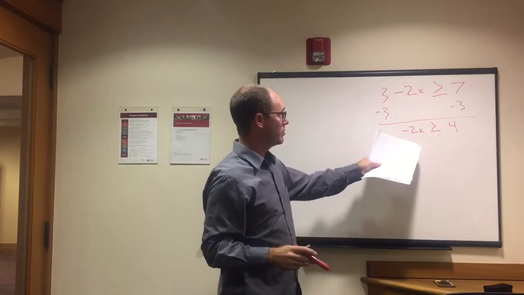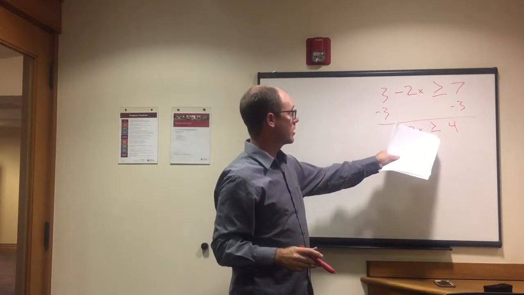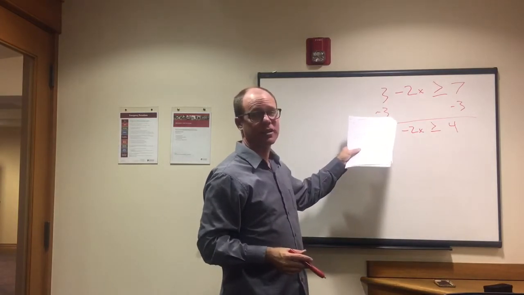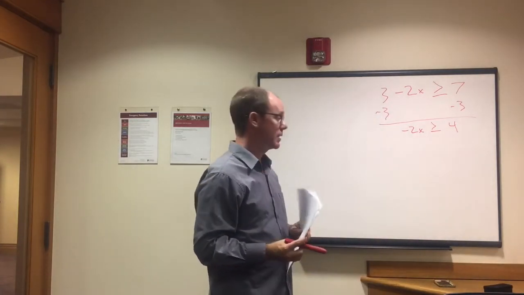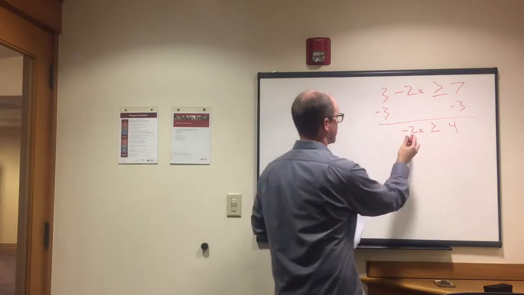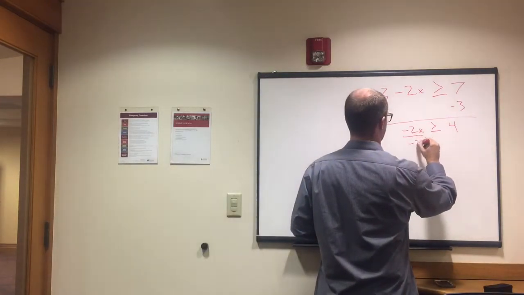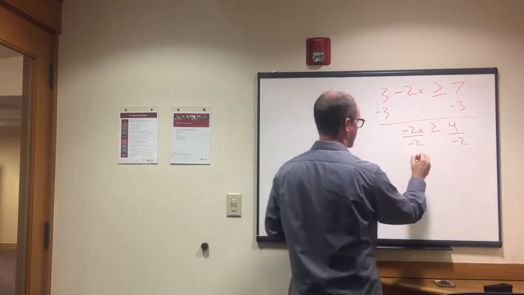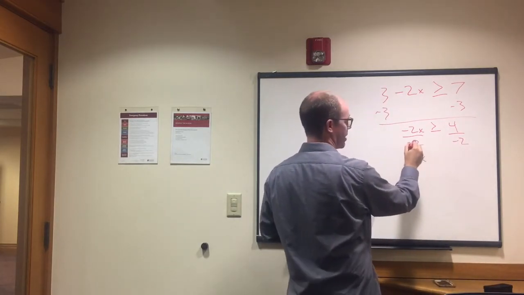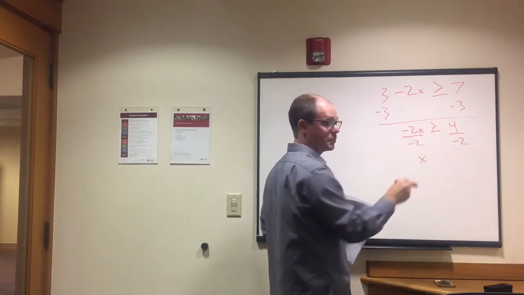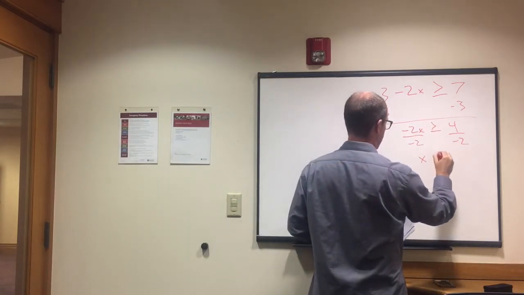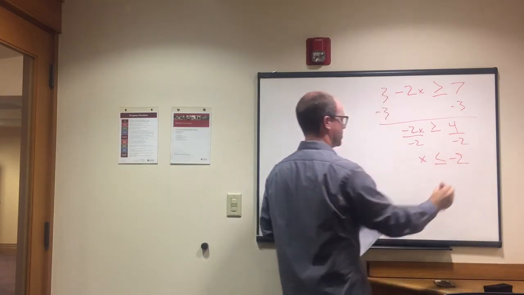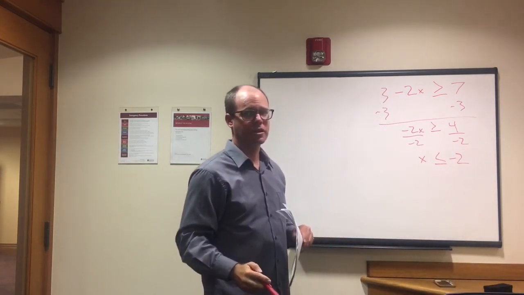So now we have negative 2x is greater than or equal to 4. Remember that when we're subtracting, that doesn't mean we flip the sign, that is for multiplying and dividing. Now I'm going to divide by -2 to get x by itself as positive. I divided by a negative, so this means I have to flip this sign. It was greater than or equal to, now it's less than or equal to. 4 divided by -2 is -2.